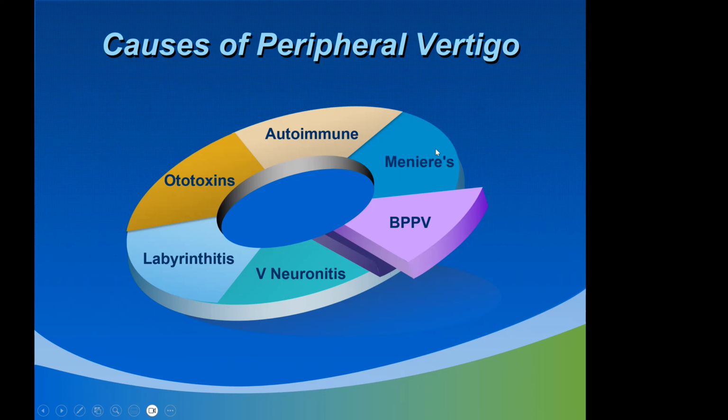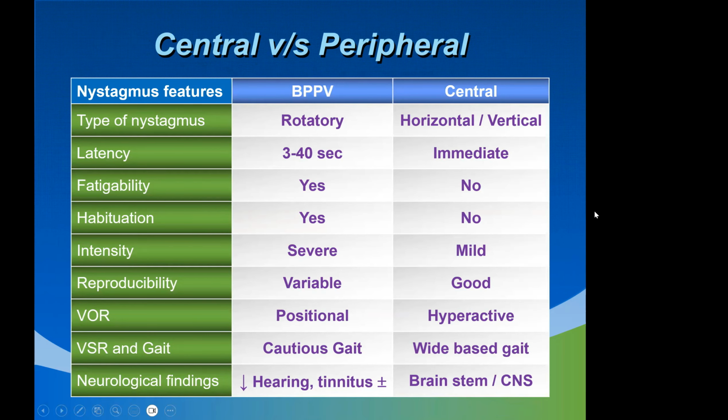So if asked to write short notes on peripheral vertigo, you should bring in BPPV, Meniere's, autoimmune, ototoxins, labyrinthitis, and vestibular neuronitis. How do I differentiate the most common peripheral vertigo, which is BPPV, from central vertigo? BPPV is the commonest peripheral vertigo.